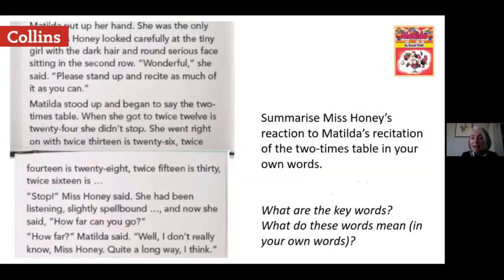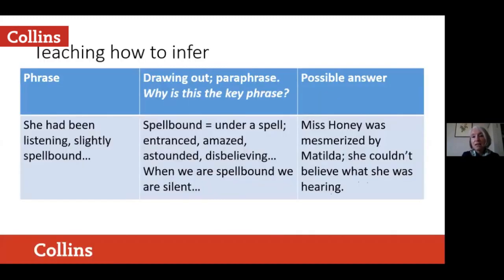And what does spellbound mean? How would we paraphrase that? If we had to write that in our own words, what would we say? Someone says mesmerized, impressed. That's what Miss Nagma Sheikh says. Yeah. Spellbound is under a spell, but you wouldn't get very many marks in your exam if you wrote under a spell. If the examiner's question was, how does Miss Honey react to Matilda's recitation of the 2 times table, and you wrote under a spell, that would not be a very good mark because you're not using new vocabulary, you're using what's already in the text.